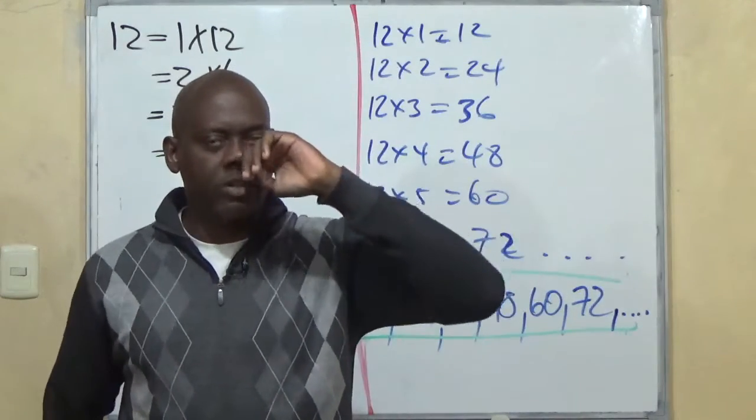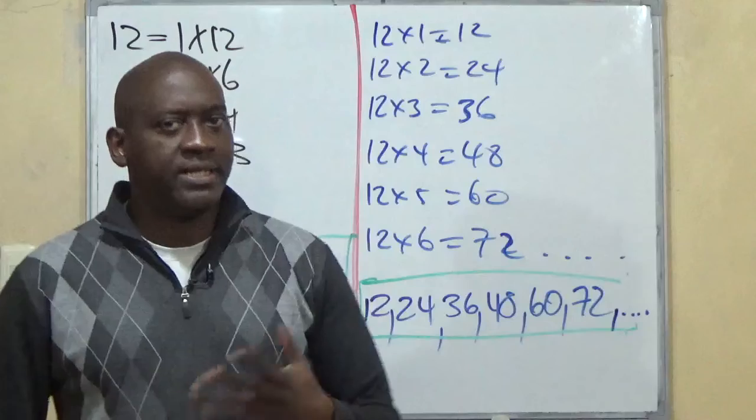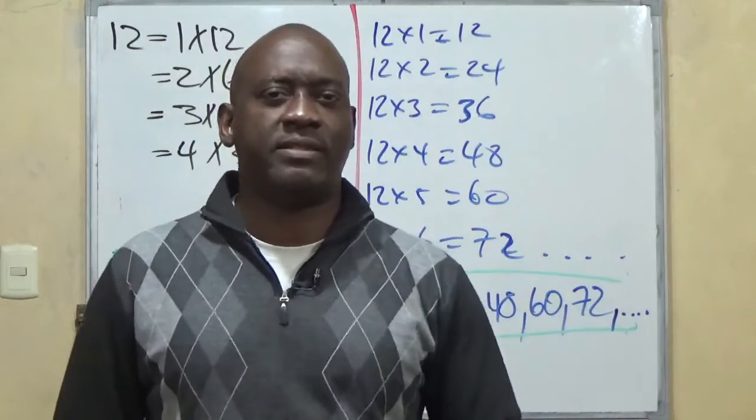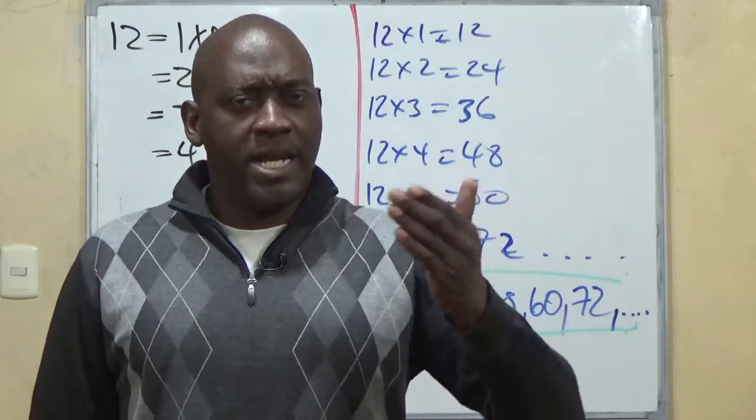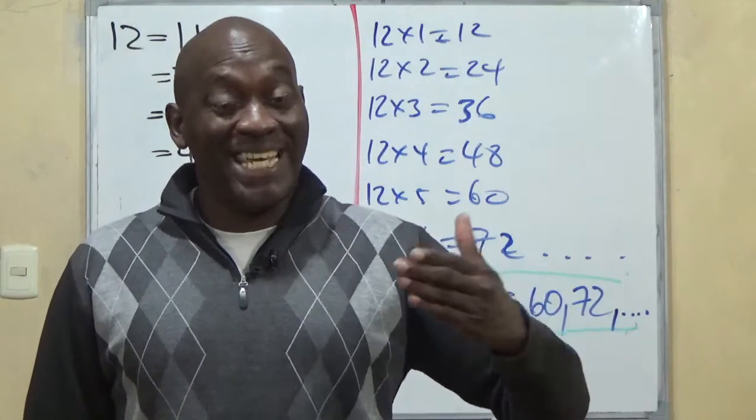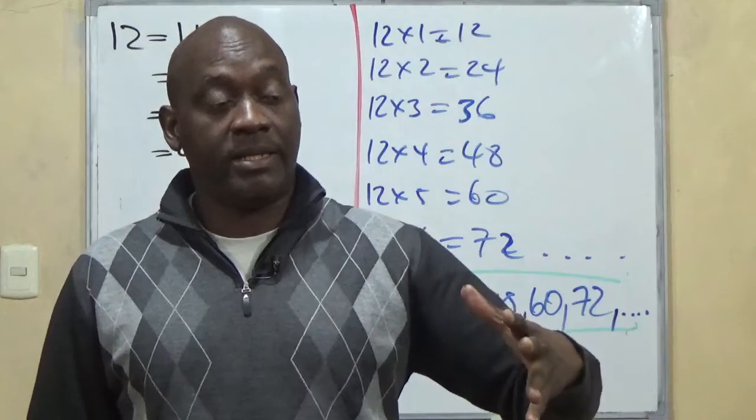So if you multiply 12 by 355, then you could just multiply 12 by 356. And there you go. So the number of multiples is infinite, meaning it has no end.